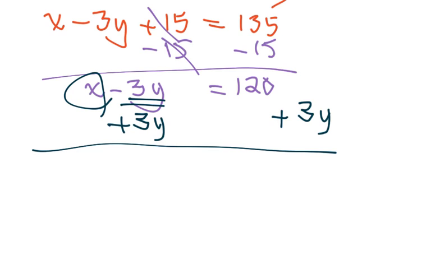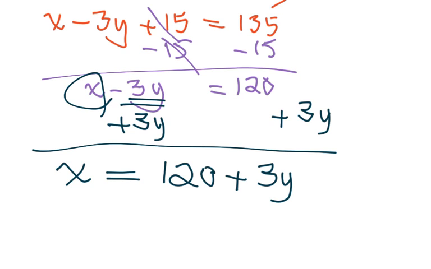So what this means is I'm simply going to tell you that x is equal to 120 plus 3y. And I have now solved for x. I have no idea what the value of x is, other than that x can be represented by 120 plus 3y. All right, moving on.